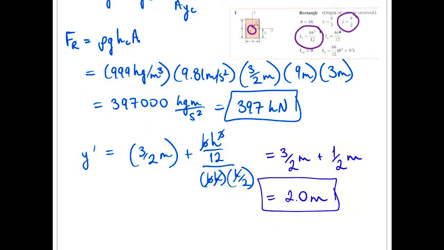Okay, so now we can do the vertical component of this force. And this is the new part here we haven't seen in previous examples.